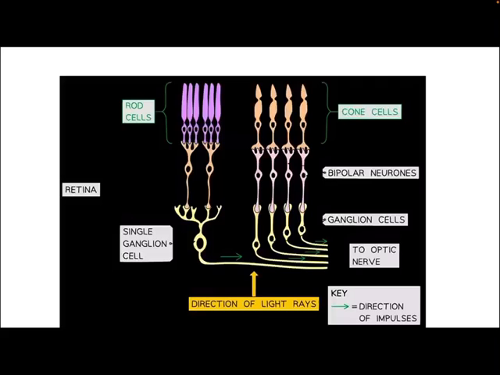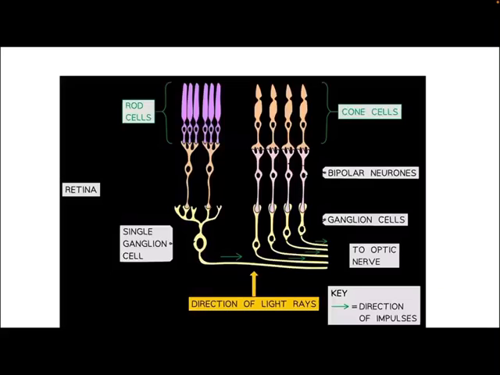And as you can see in this diagram, looking at the rod cells, you can see that 3 rod cells are synapsing to one bipolar neuron, and then it's synapsing with another bipolar neuron to a single ganglion cell. So the information is getting diluted down each time as it synapses.